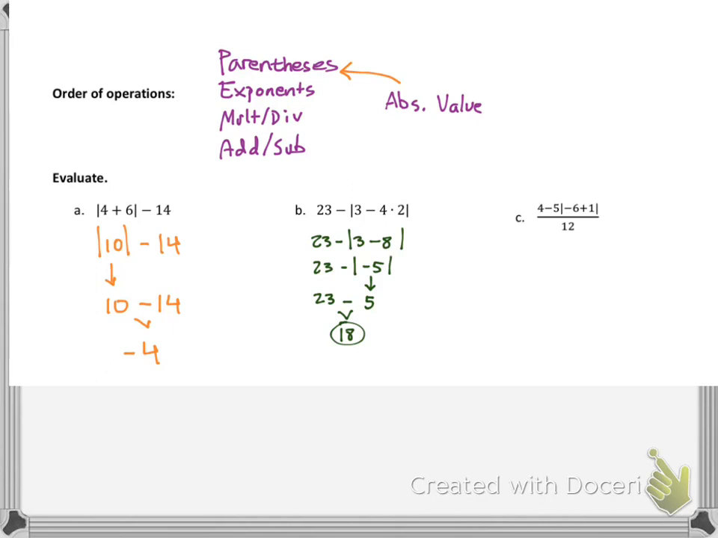3 minus 8, which is negative 5, but the absolute value of that is positive 5, and then I bring everything else down. 23 minus 5, which is 18. Try letter C on your own.